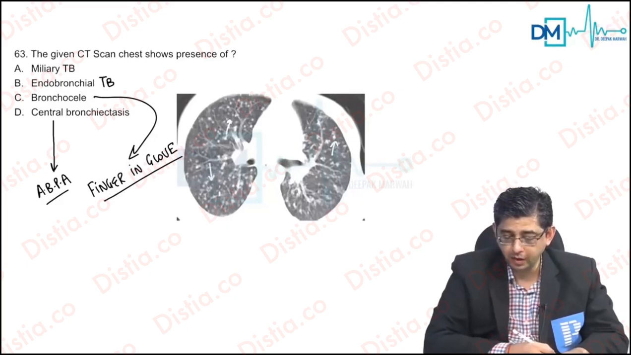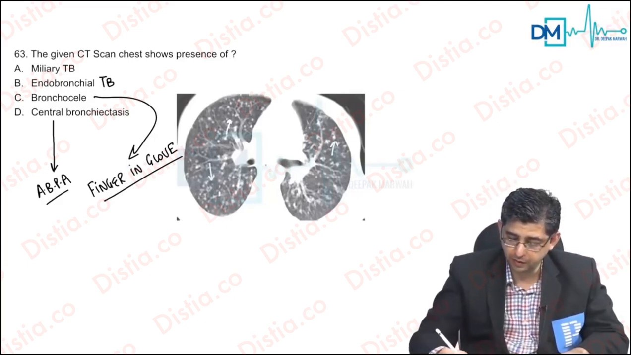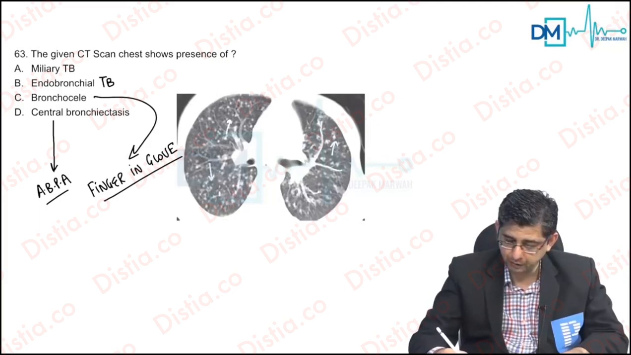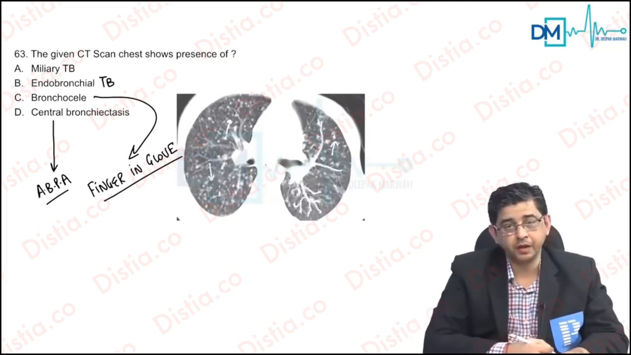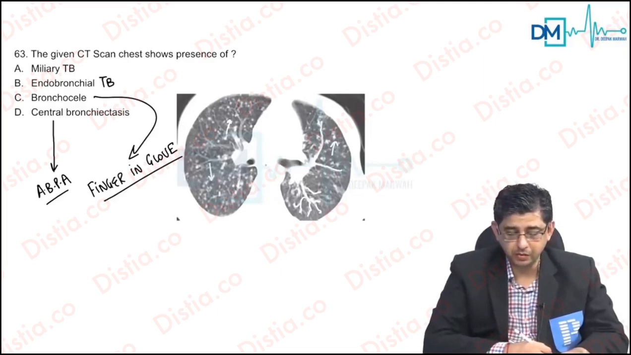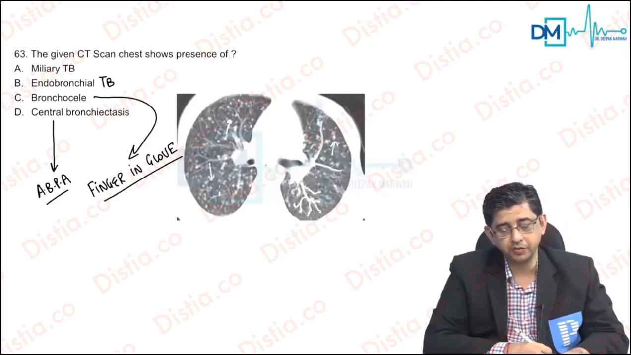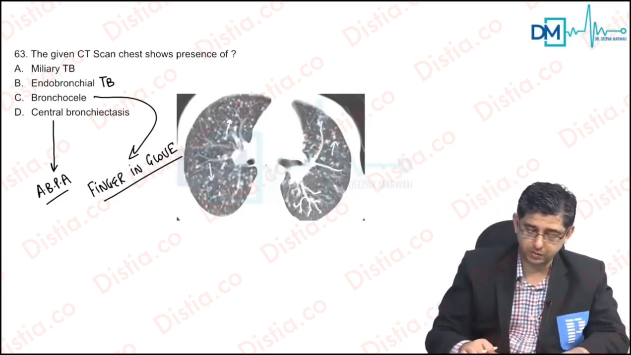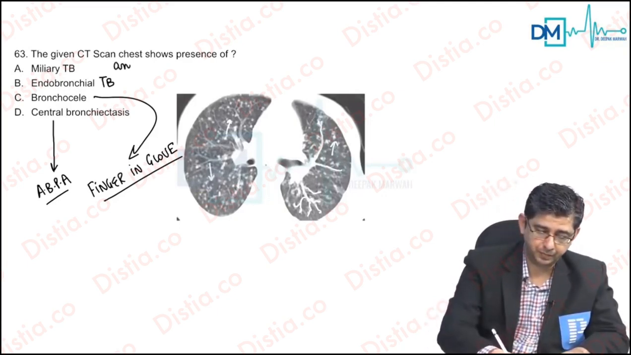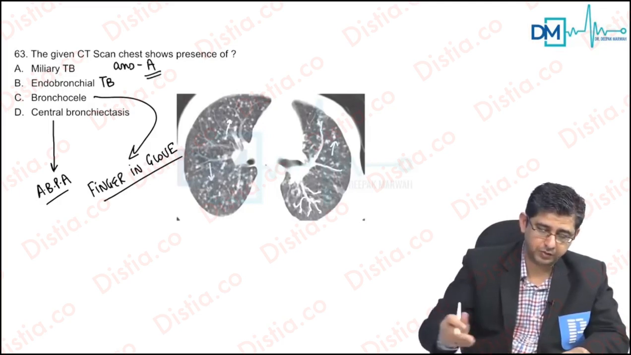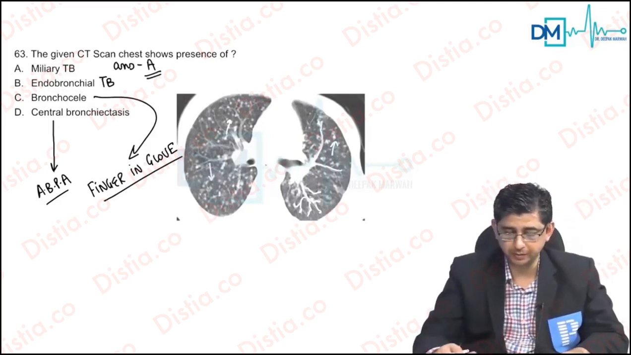In the airways, the tracheobronchial tree looks pretty decent. I'll just try to show it before you. The tracheobronchial tree looks pretty okay. We can see these fine striations of the tracheobronchial tree subsequently. So the tracheobronchial tree is fine, so that will rule out both central bronchiectasis as well as endobronchial tuberculosis. So the correct answer in this question is A, miliary tuberculosis, which is a disseminated tuberculosis.